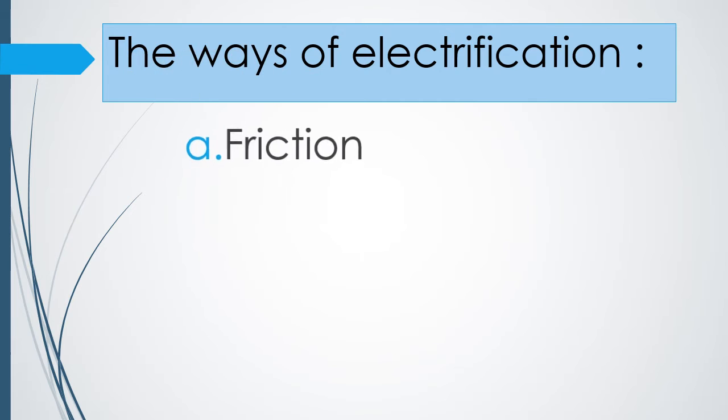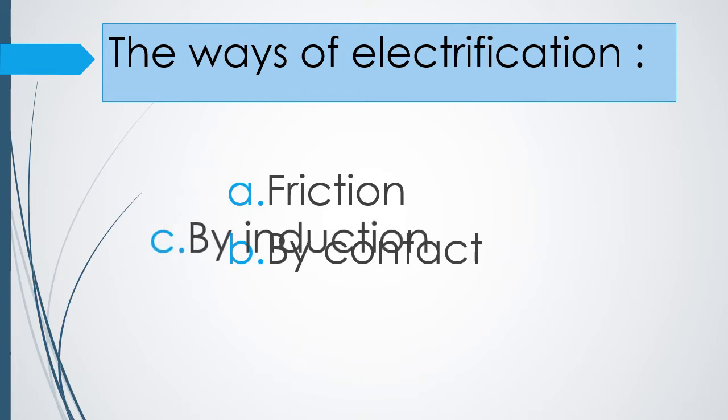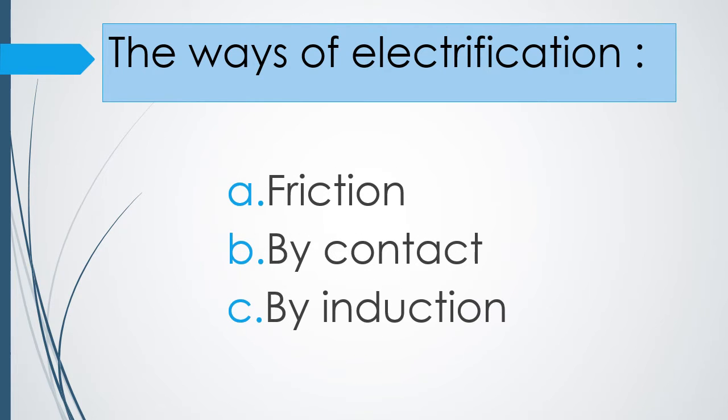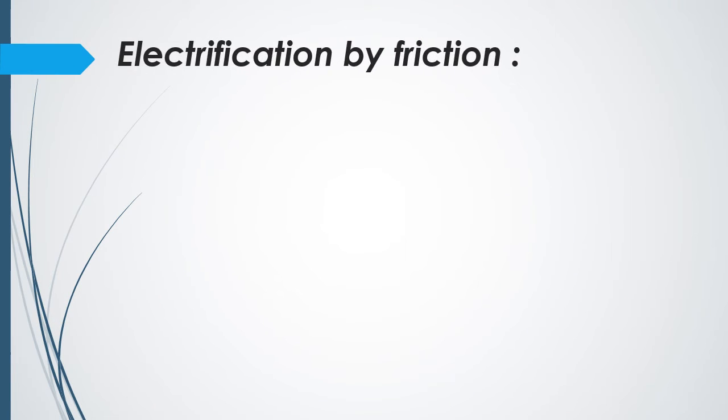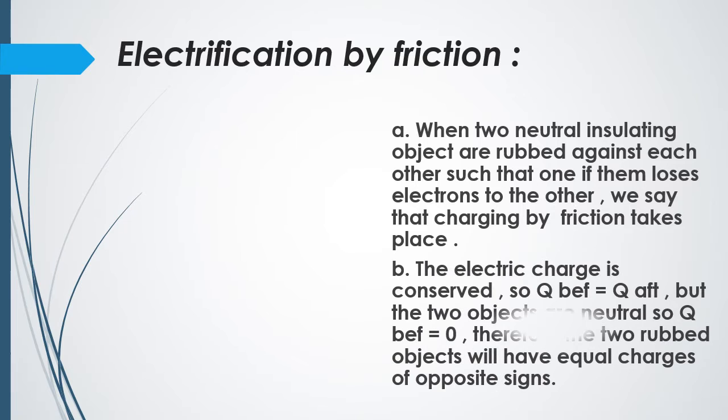The ways of electrification. The first way is friction, the second is by contact, and finally the third way is by induction. The first way is electrification by friction. When two neutral insulating objects are rubbed against each other such that one of them loses electrons to the other, we say that charging by friction takes place.